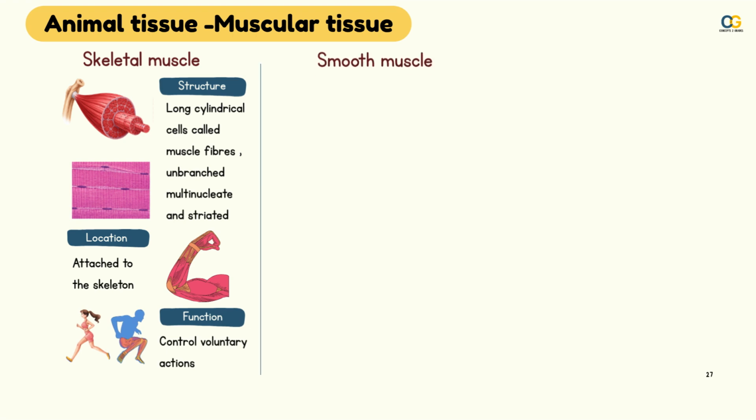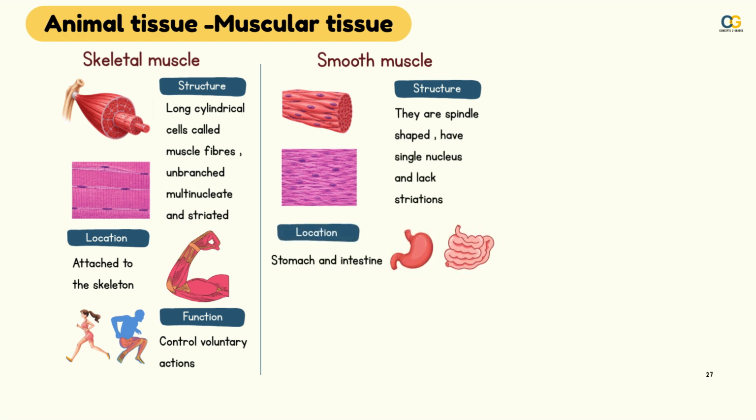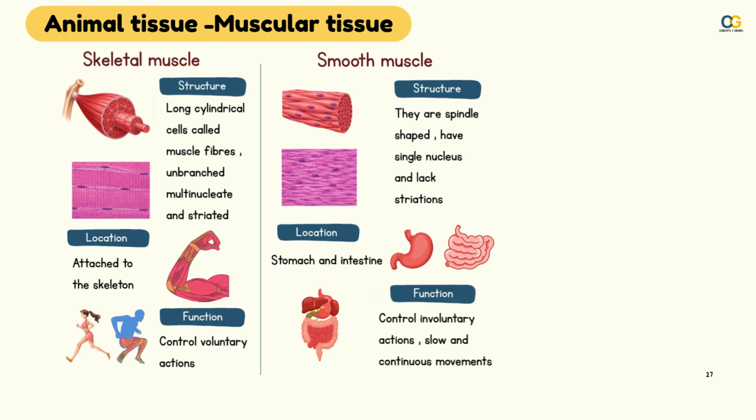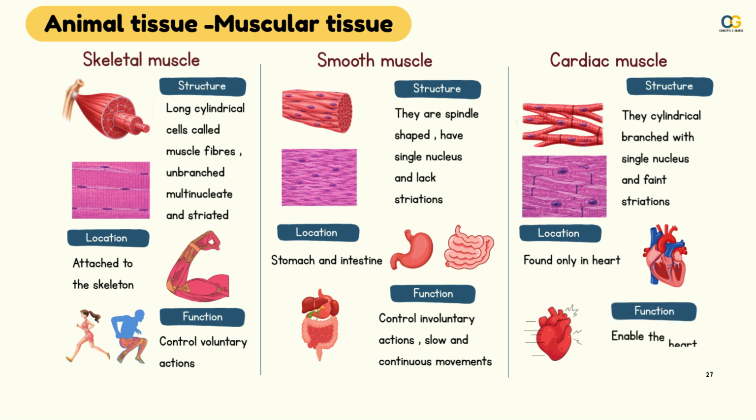Smooth muscles are spindle shaped and have single nucleus and lack striations. They are mostly present in stomach, intestine, etc. and control involuntary actions where we need slow and continuous movements. Cardiac muscle are cylindrical, branched with single nucleus and have faint striations, and they are found only in the heart to enable the heart beat rhythmically through life.